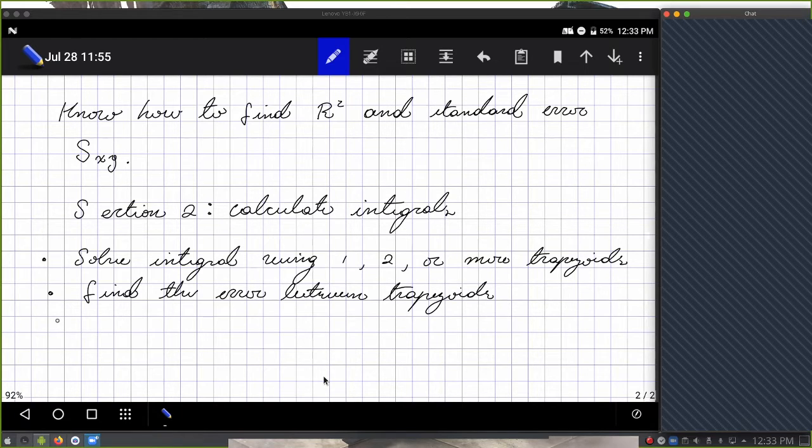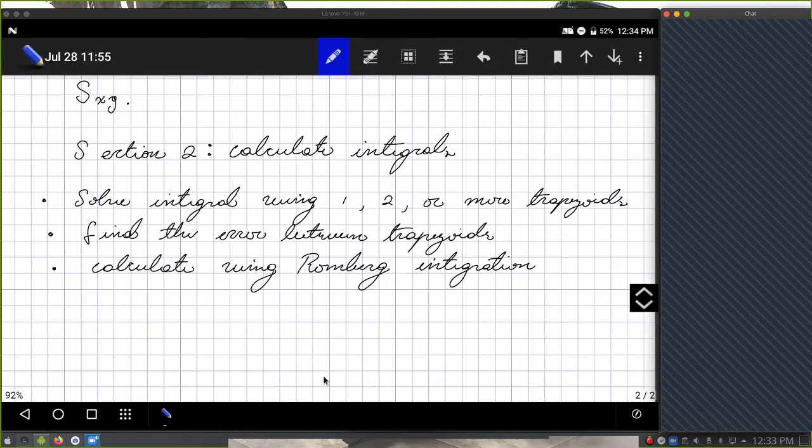And finally, you have to know how to calculate using Romberg integration. So you have to calculate using Romberg's integration. These are the three sections of calculating integrals, without taking into account Gauss quadrature.